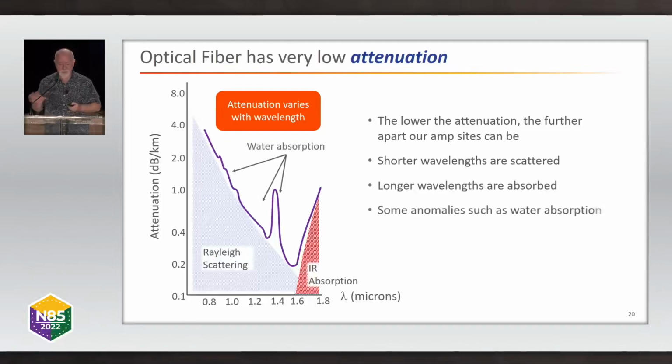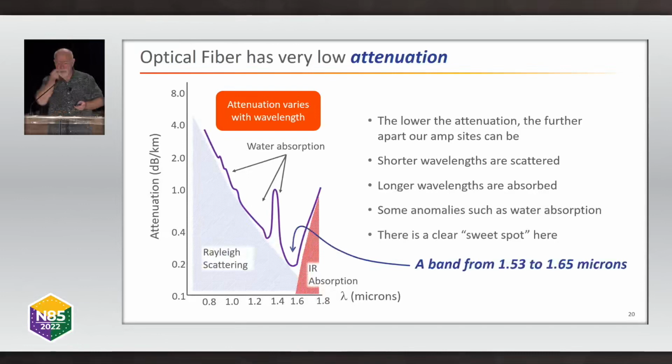So we have this really interesting situation where there are some anomalies. These are typically water anomalies. You can remove water from the manufacturing process of optical fiber, but it's kind of expensive to do that. You can buy low water loss fiber, but we don't use those wavelengths anyway. So, typically you don't remove the water from fiber. There is a clear sweet spot here from about 1.53 to 1.65 microns, or 1530 nanometers to 1650 nanometers, which are the C and the L bands.